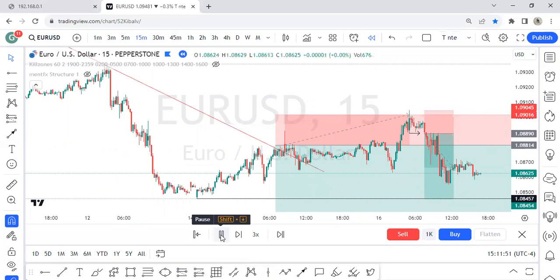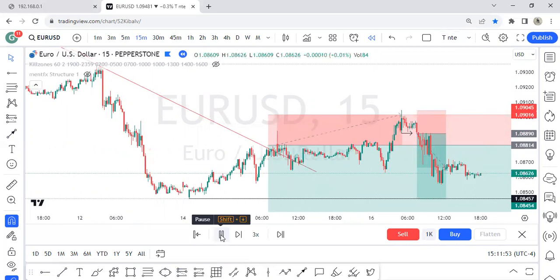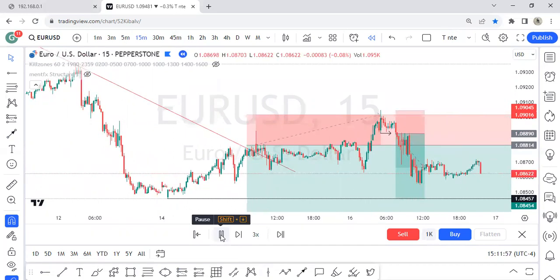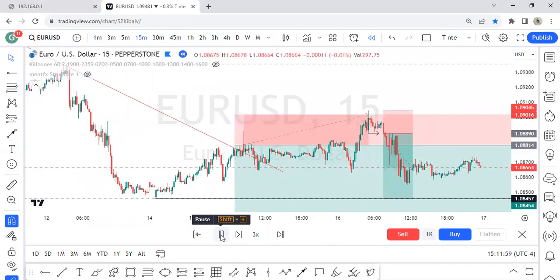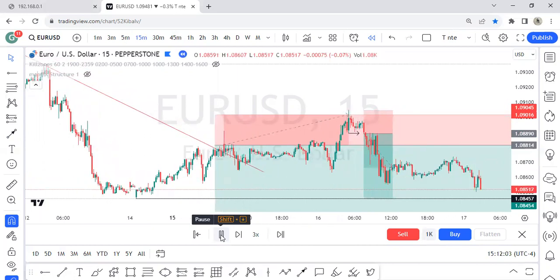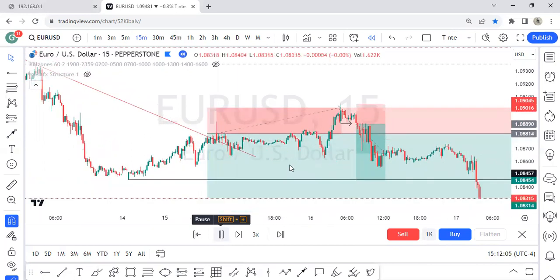Let's see what happened. All right, let's see. The price was consolidating. Let's see if price eventually hits that take profit. That would have been my original take profit. Let's see if price hits it. Good. So that would have been my take profit.